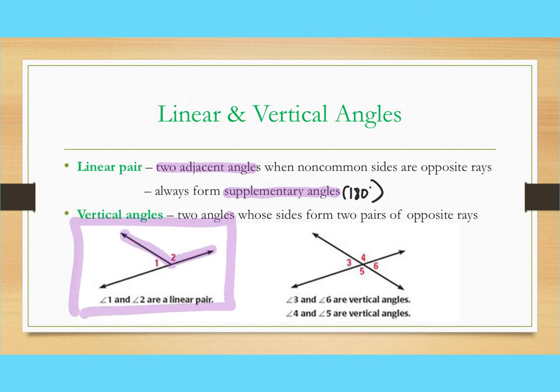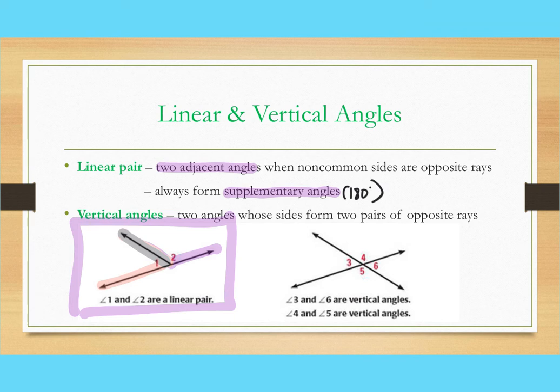So this diagram on the left is an example of a linear pair. Two angles whose non-common side, right? The common side is the one that's in between them. So this is the common side. Their non-common sides form opposite rays or they form a line, okay? That's the same thing.